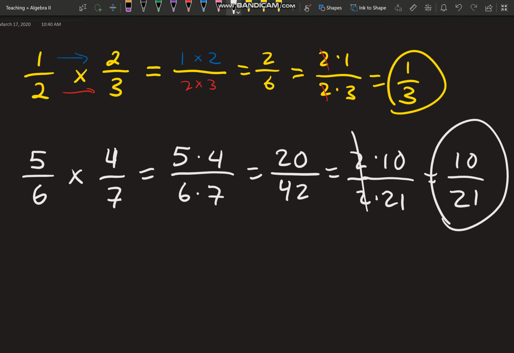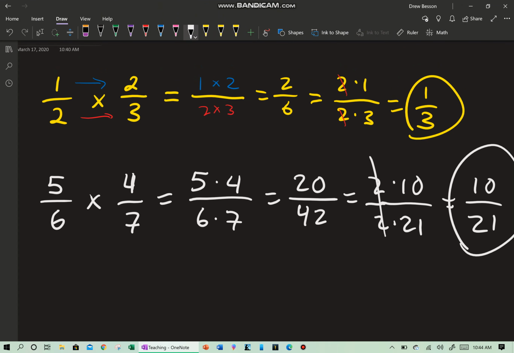I'll do another video on how to divide fractions as well, because we're also going to need to know that, and then we'll go into what we're going to use this for.